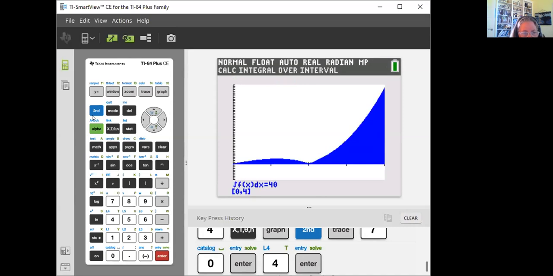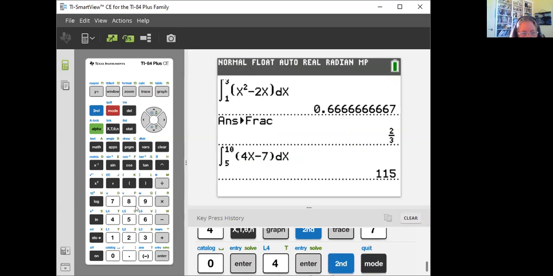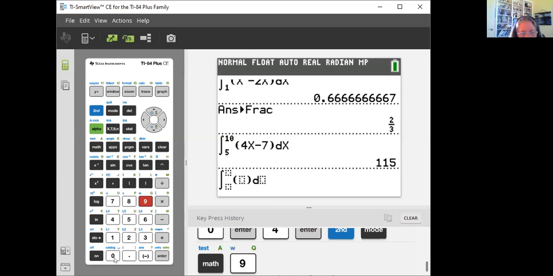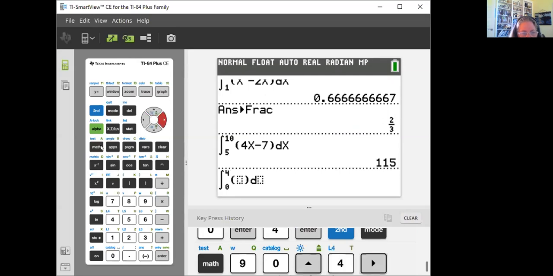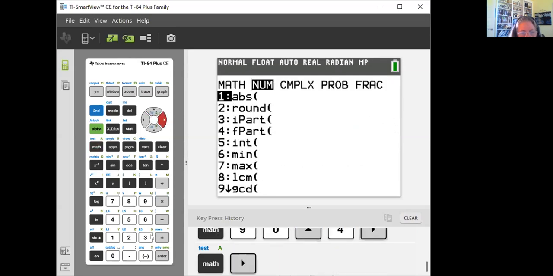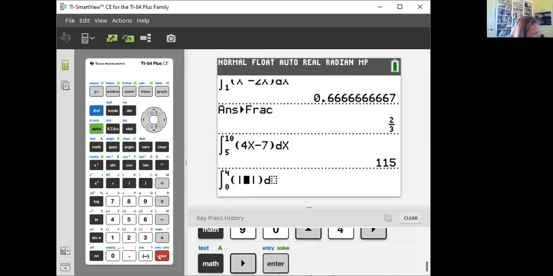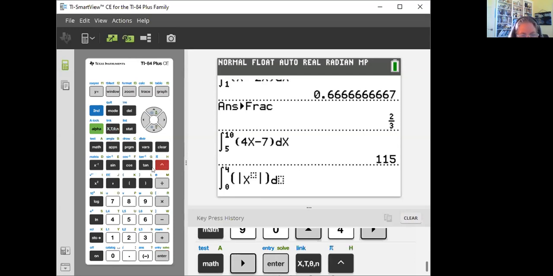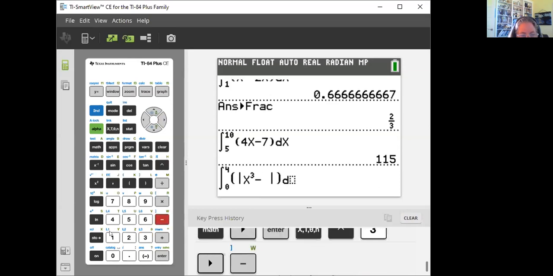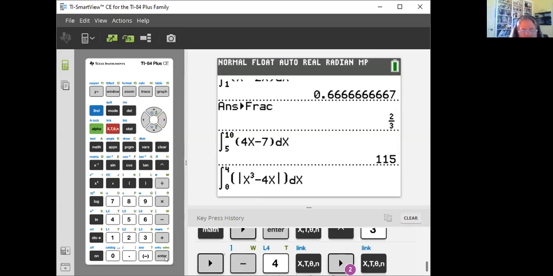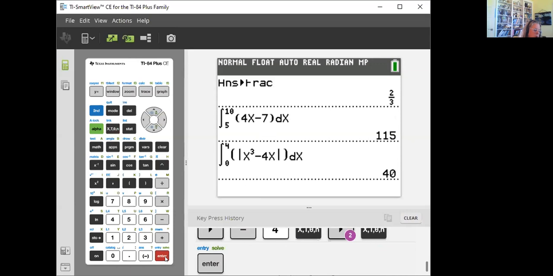Like I could go to Math 9, right, and do the same thing. So I just hit Math 9. We're going from 0 to 4. Math, Num, ABS. The function was x cubed minus 4x. Okay, and go back out here and type dx and press enter, and yay, it gave me the right answer. So that's one way around that with a calculator on a multiple choice test. That way you don't have to do all that work. You can just type it in the calculator.